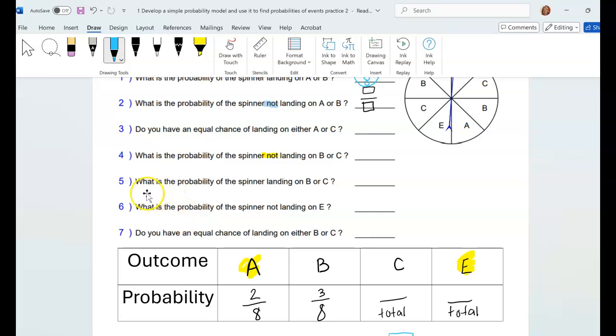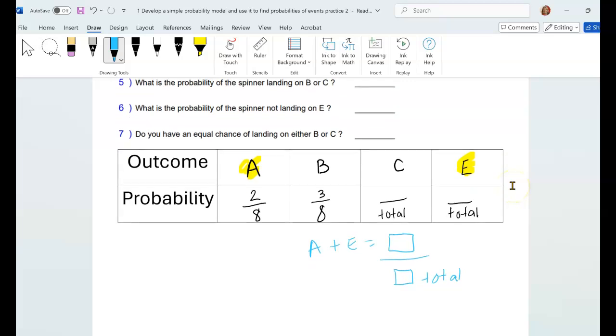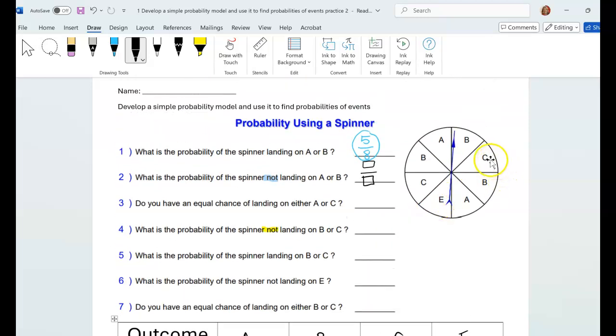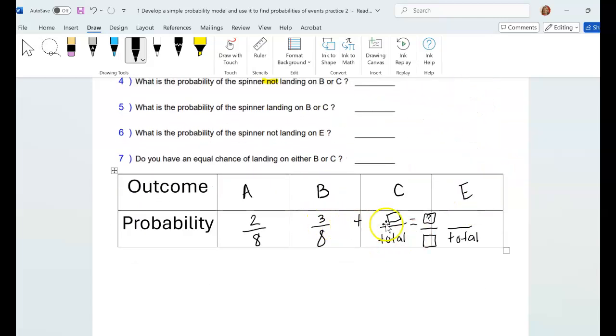Number 5, what is the probability of the spinner landing on B or C? So we're actually looking at what's the probability of it landing on B or C. So outcome B, outcome C. So B plus C, what's that number, is going to give us the numerator. And then we already know what the denominator is. So really, we just need to figure out what 3 plus, and then how many C's are on there? 1, 2. What is 3 plus 2? Okay.